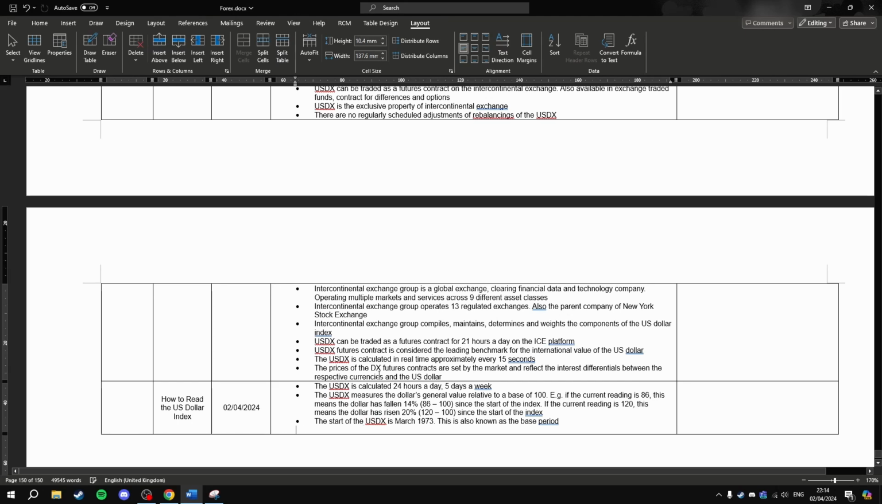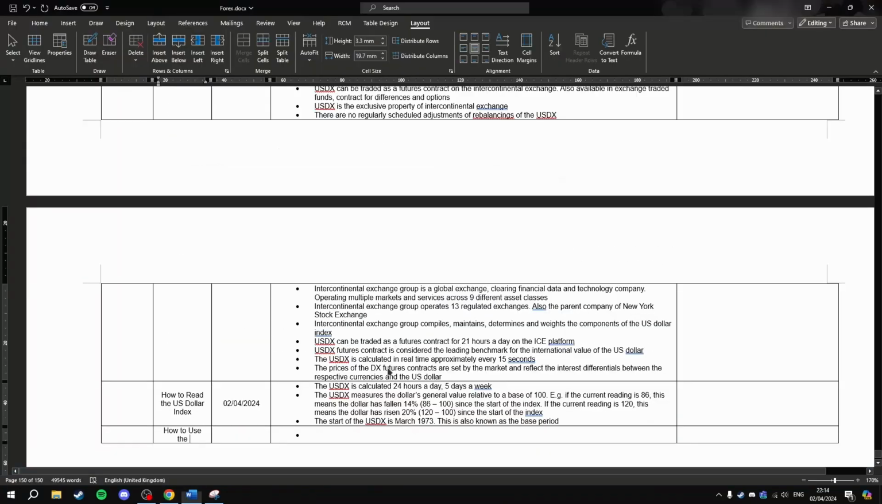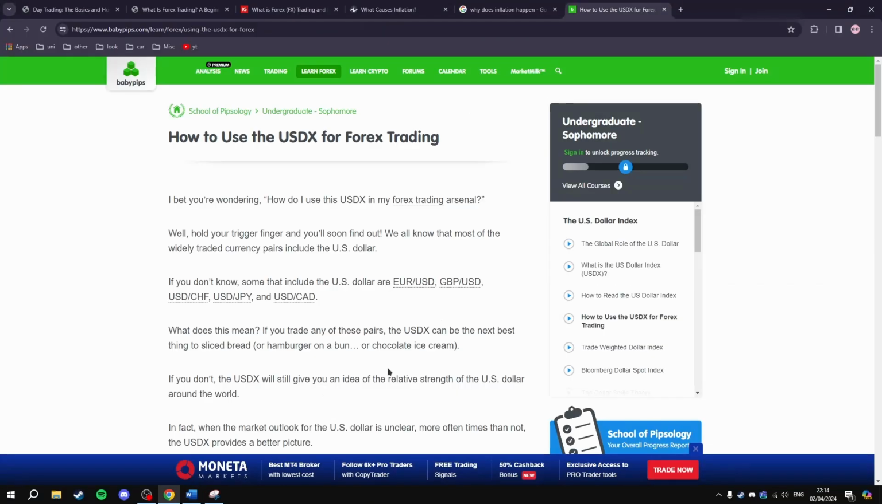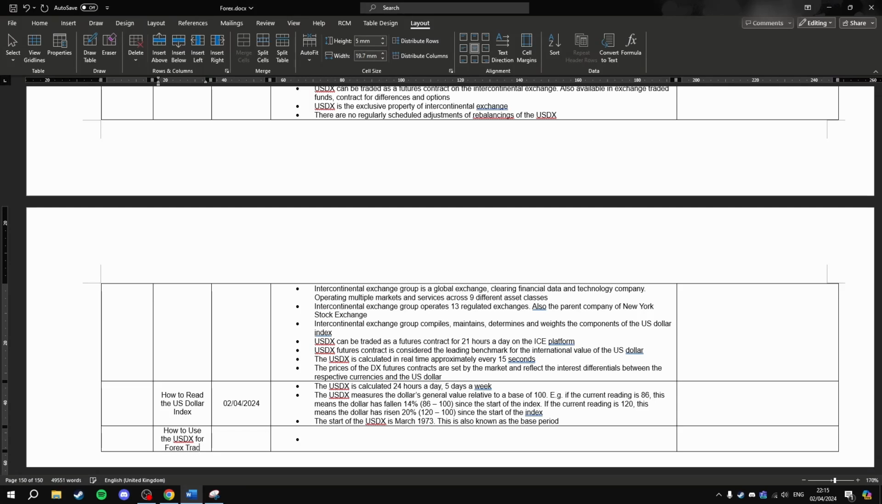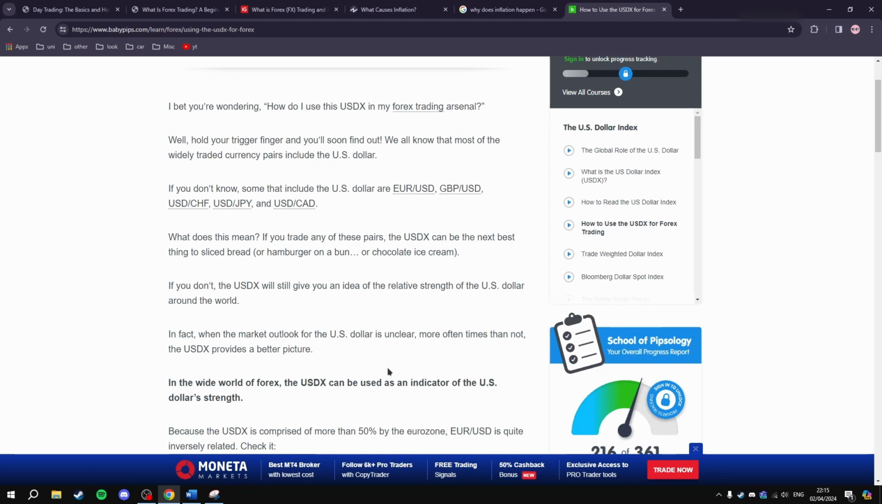Okay, so how to use the USDX for Forex trading. I bet you're wondering, how do I use this USDX in my Forex trading arsenal? Well, hold your trigger finger and you'll soon find out.